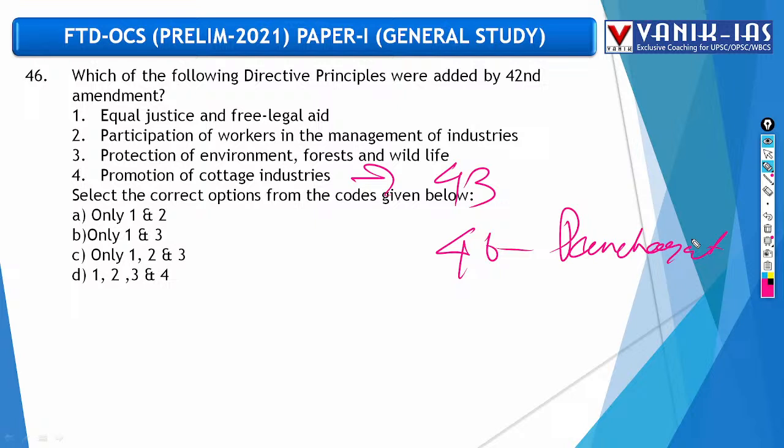Article 46, promotion of education and economic interests of weaker sections. Right? Article 47, public health. Article 48, to prohibit slaughter of cows. Uniform Civil Code, Article 44. Early childhood care, Article 45. Article 50, separation of judiciary from the executive, very important. Separation of judiciary from executive, that is Article 50.